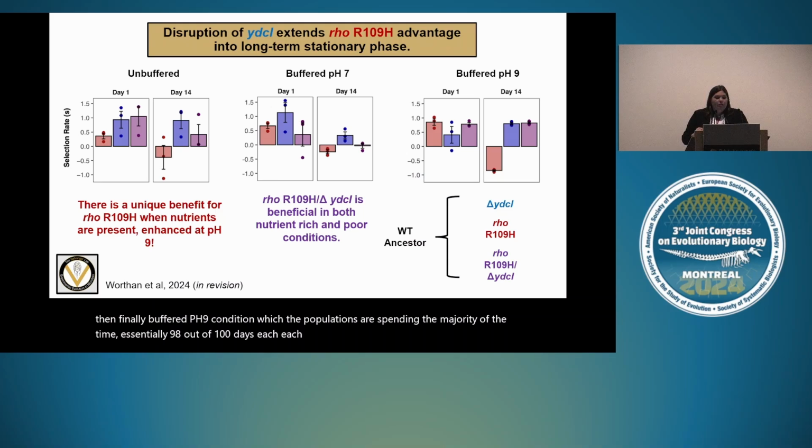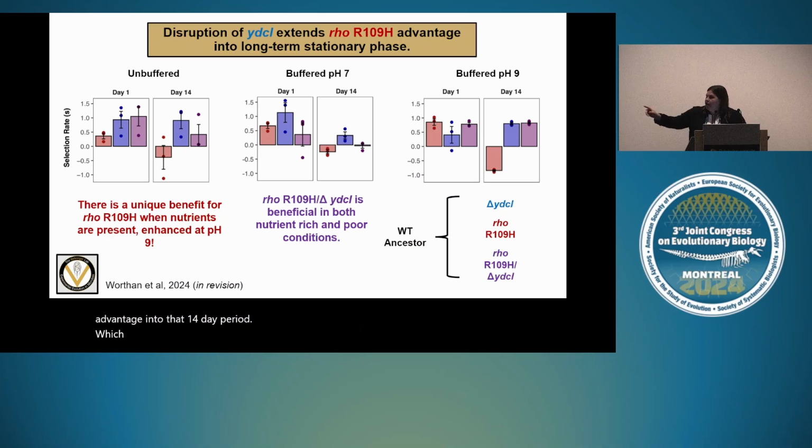And what we see is that with the Rho single mutant, there's a unique ability when nutrients are present after 1 day, but this ability is lost after 14 days. You can see that this day 1 effect is most enhanced when the media is buffered to a pH 9. The YDCI single mutant strain was basically beneficial throughout all of the tested conditions. And then we also see that when we disrupt YDCI, it actually extends the Rho R109H advantage into that 14-day period, which is most indicative of the 14 days on the buffered pH 9 condition.